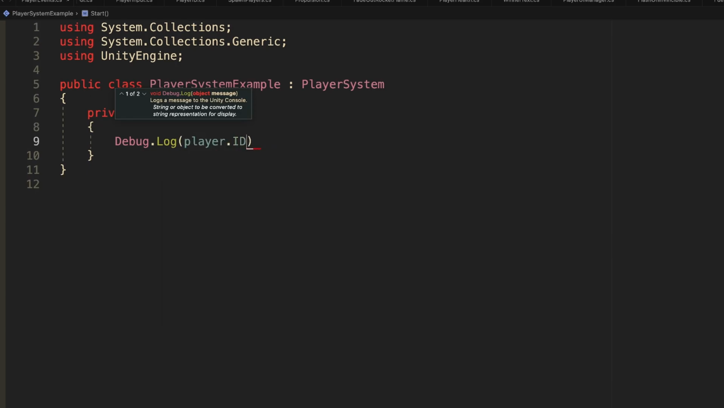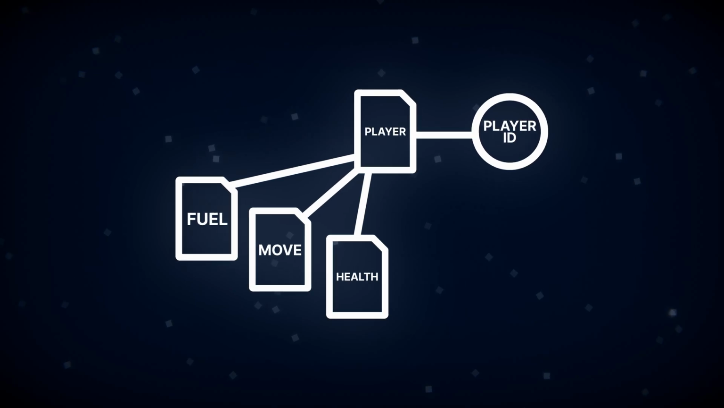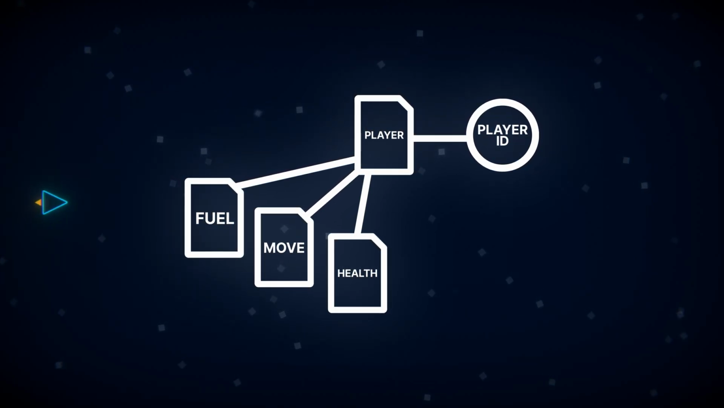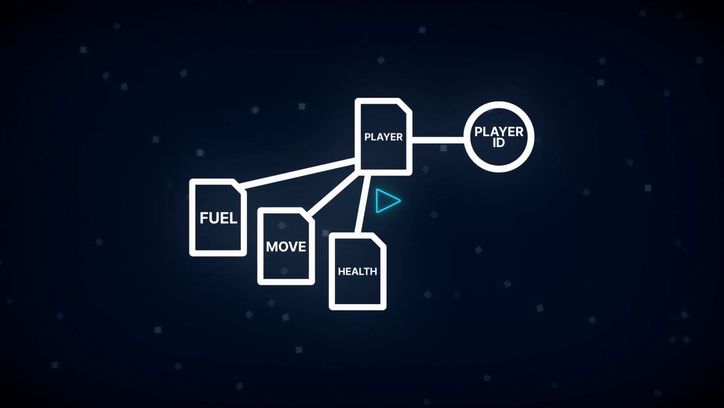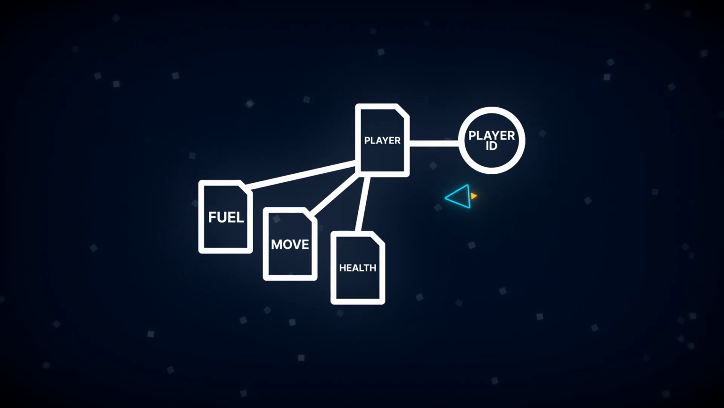You'll then be able to access the player variable, and through it, the player ID asset, from any player system. Every player system on the object, such as the fuel system, movement system, or health system, now has its own automatic reference to the player script, meaning that it can easily access data about the player whenever it needs to.